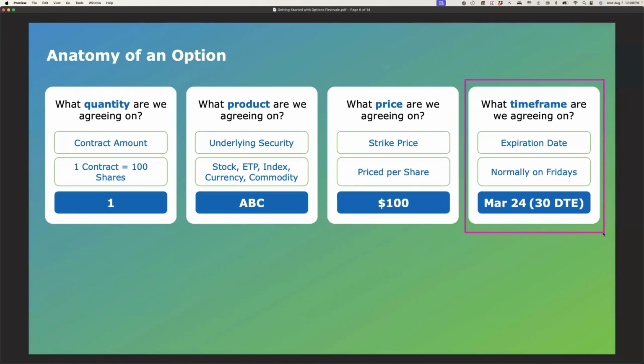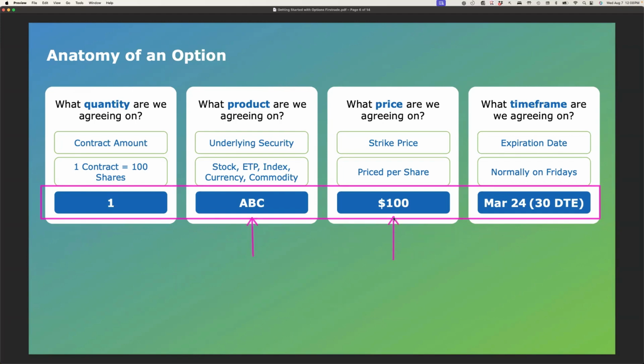So when you review an option contract here, what we have is one contract of ABC stock for $100 that expires on March 24th. What that means is that if, let's say, this is a call option, then this gives the buyer the right to buy ABC stock at $100 on or before March 24th, for 100 shares of that underlying security of ABC stock.